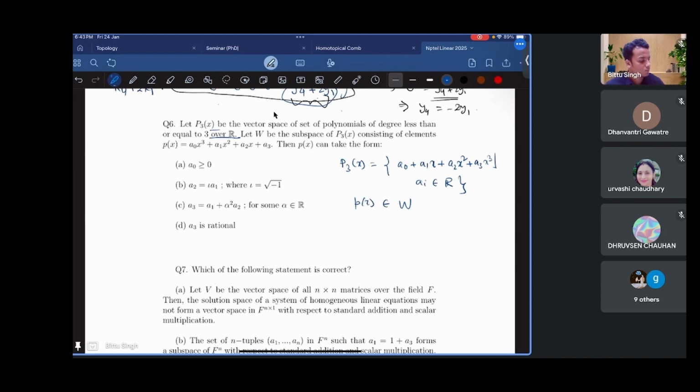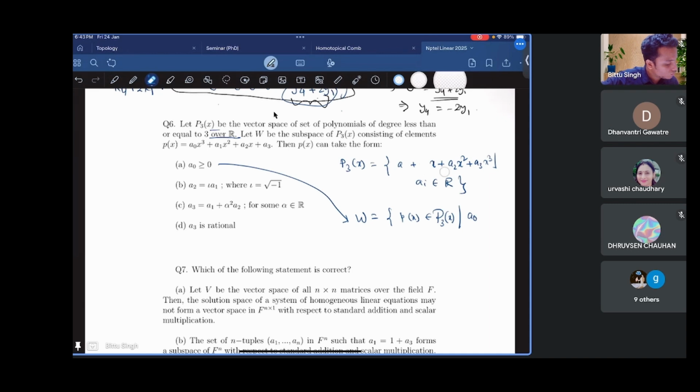So let me write explicitly. Corresponding to the first option, W is given like this. W is all Px from this polynomial space P3x, such that the first coefficient A0, sorry, I have written in the opposite order. So let me rewrite it: A0, A1, A2, and this is A3.